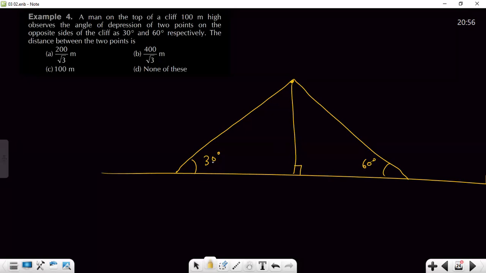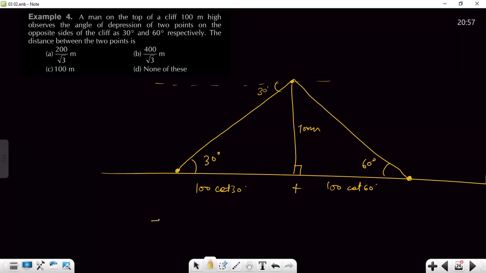How have I written this angle of depression as 30 degrees and 60 degrees? Actually, angle of depression is calculated like this, and we have discussed earlier that the alternate interior angle property will make these angles equal. That's why. The distance between the 2 points is what we need to find out. The height of the cliff is given as 100 meters. Simple. So we know the base is perpendicular into cot of 30 degrees. This is also perpendicular into cot of theta, that is 60 degrees.